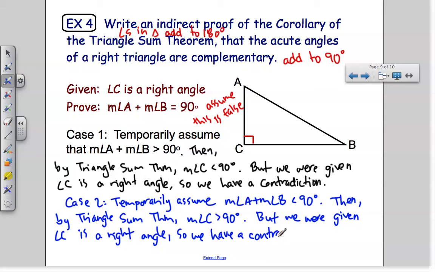Both cases for us didn't work out. By saying they were wrong, we were led to a contradiction. We were shown to be false. Therefore, after all of this, I know that what they said is true, because showing they were false did not work. They were right all along. Measure of angle A plus measure of angle B does equal 90 degrees. So today, working with the hinge theorem and indirect proof.